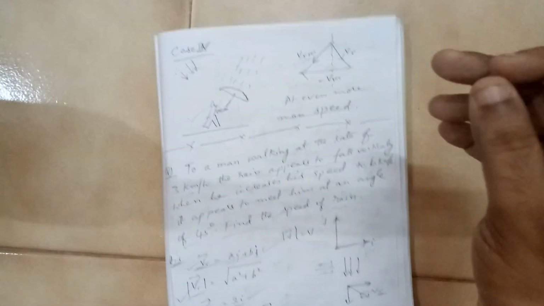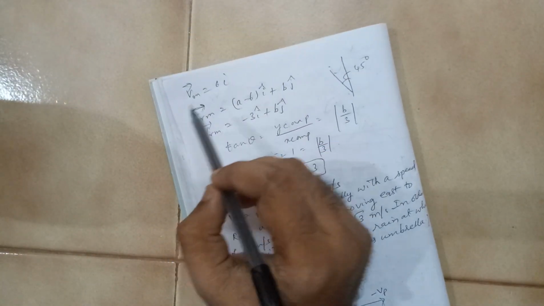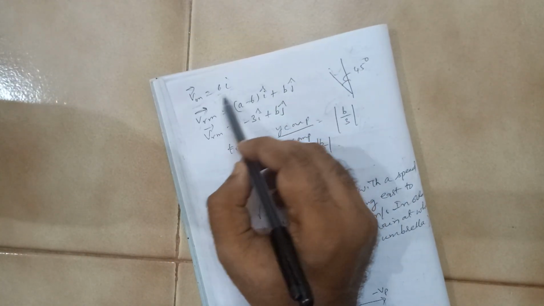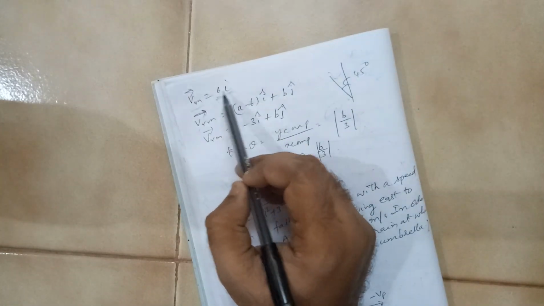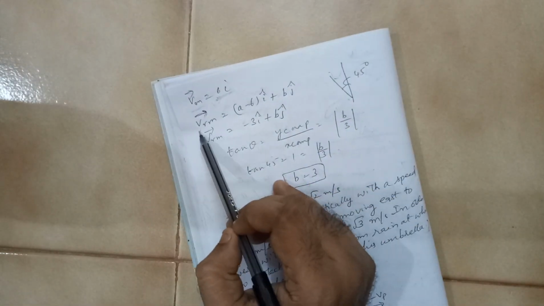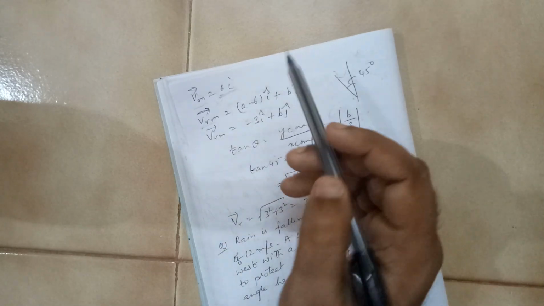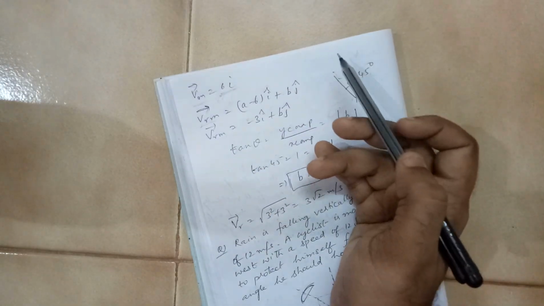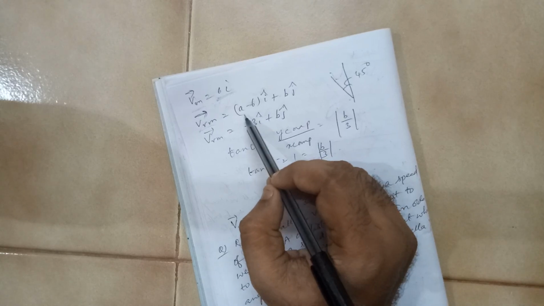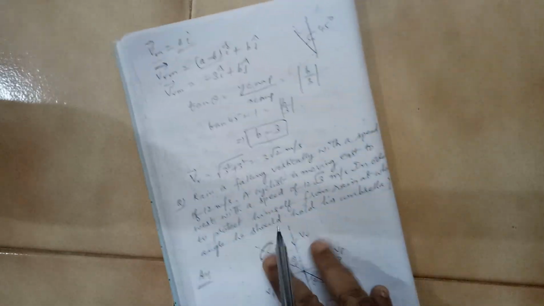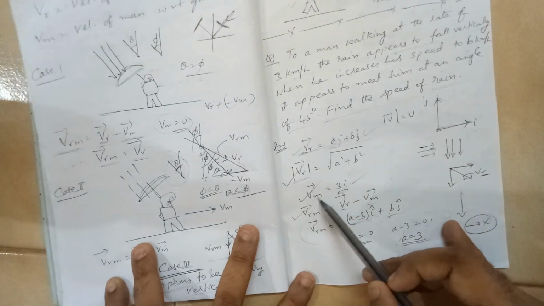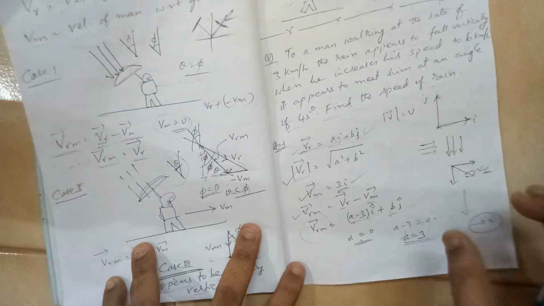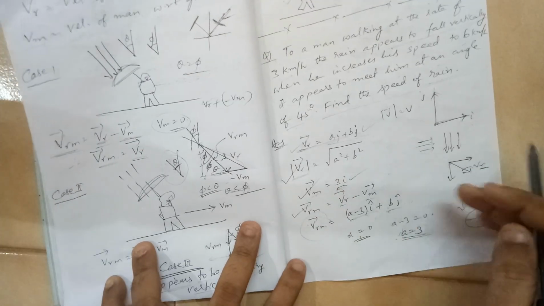So here we are given that in case 2, VM has now become 6. The man is moving in the same direction, so it is plus 6i. We have to calculate VRM. VRM is equal to VR minus VM. So VR now will be a minus 6. Earlier it was a minus 3 here.